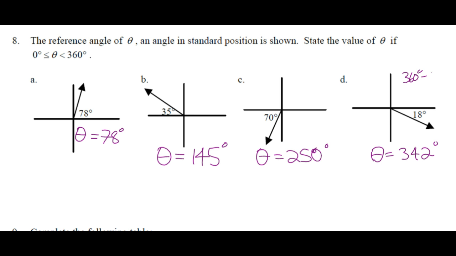So that's calculations going on. You have 360 degrees minus 18 degrees. This calculation, 180 degrees plus 70 degrees. This calculation, 180 degrees minus 35. So quadrant 2 angle, you're always going to go 180 minus the reference angle. Quadrant 3 angle, you're always going to go 180 plus the reference angle. Quadrant 4 angle, 360 minus the reference angle.